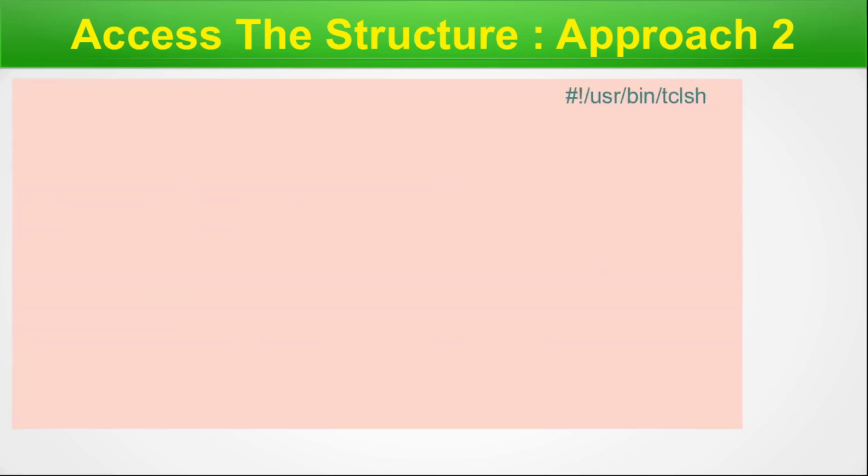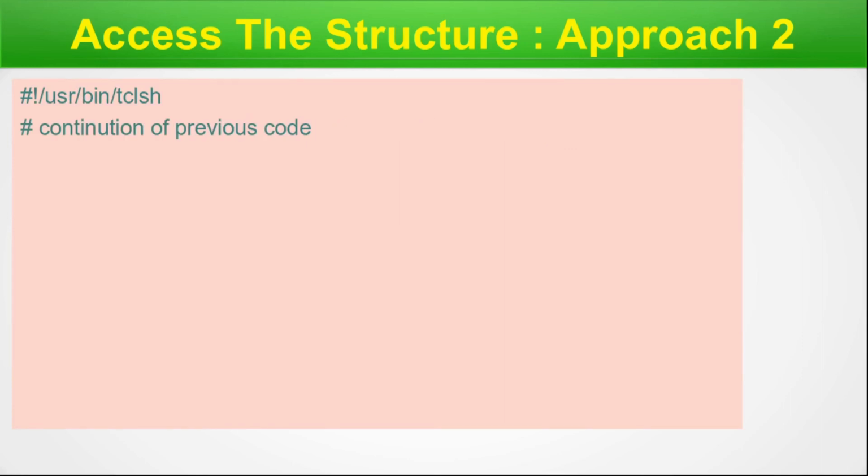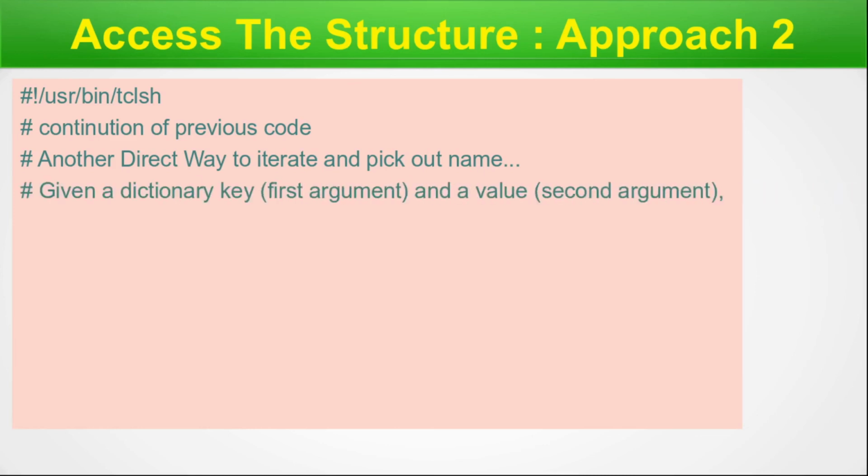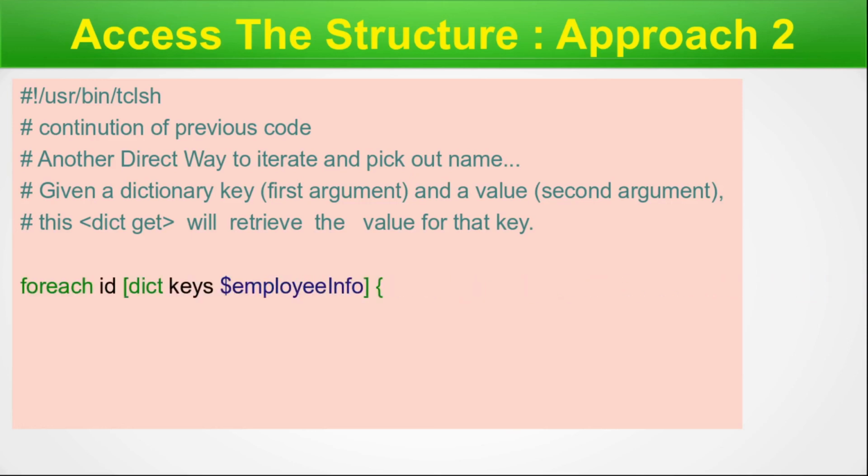This is approach 2, how we can use it. Here we start with our shell, and it is a continuation of the previous code. It is another direct way to iterate and pick out names. Given a dictionary key as the first argument, and the value as the second argument, this dict get will retrieve the value for that particular key. These are just descriptions I have written in the code as a comment, and here I am explaining it to you. We use the foreach loop, and then we use the id.